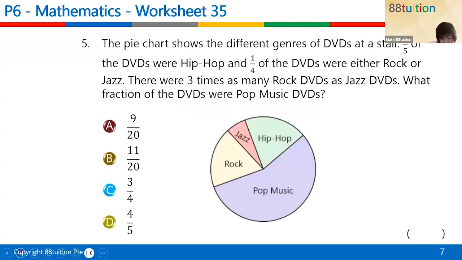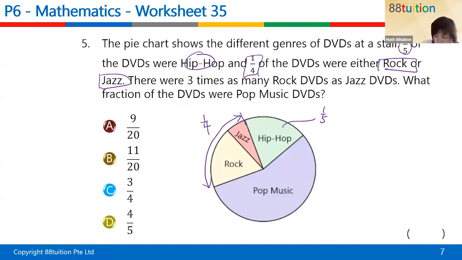Question number 5. The pie chart shows the different genres of the DVDs at a stall. 1/5 were hip hop, so I put 1/5 there. 1/4 is either rock or jazz, so this one from here to here is 1/4. There will be 3 times as many rock as jazz. Okay, so this is another piece of information.